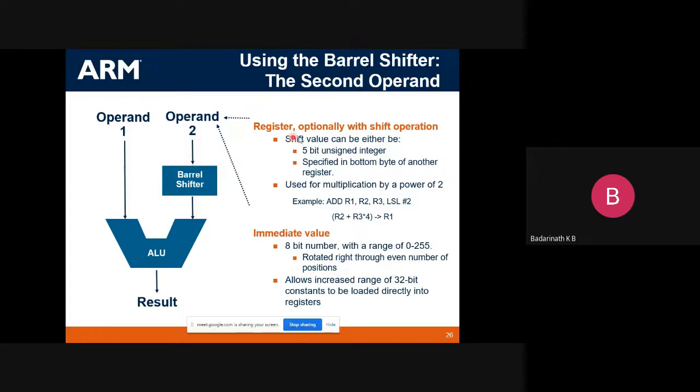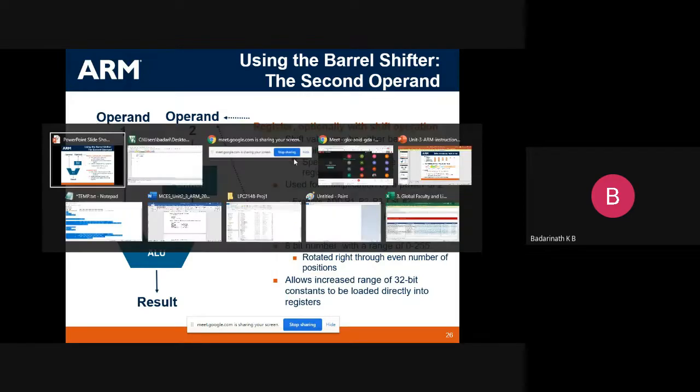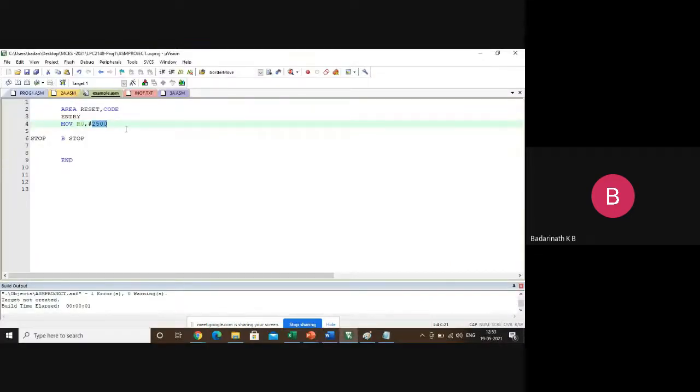As it says here, the shift or rotate value can be either a 5-bit unsigned integer or specified in the bottom byte of another register. Both possibilities are there. We will see how it is implemented within examples. Now we will start with the instructions one by one, and see what the barrel shifter operations are.